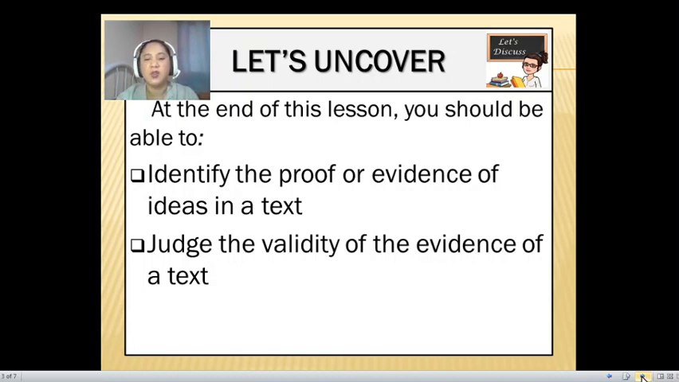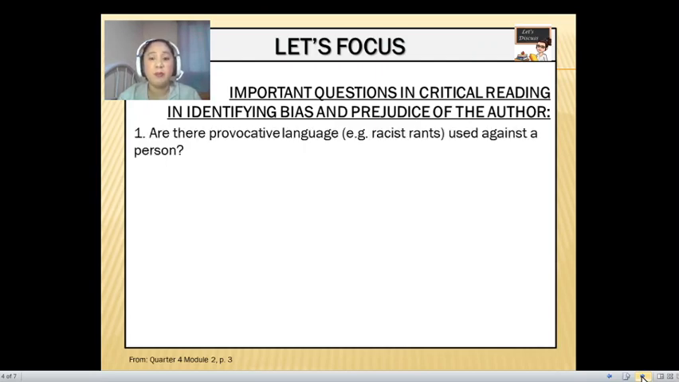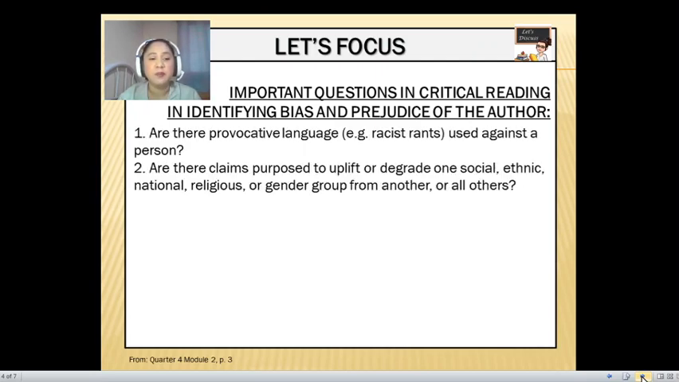Last lesson, in our video lesson, we discussed critical reading. And we said that critical reading is all about analyzing, interpreting, and evaluating the text. We discussed that in reading a text, one must note possible prejudices and biases from the author. So what are the important questions that we have to ask to know if there is bias or prejudice from the author? First, is there provocative language used against a person?